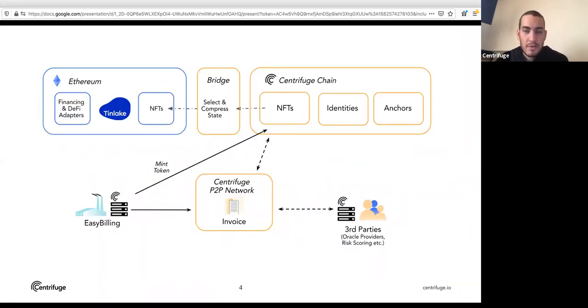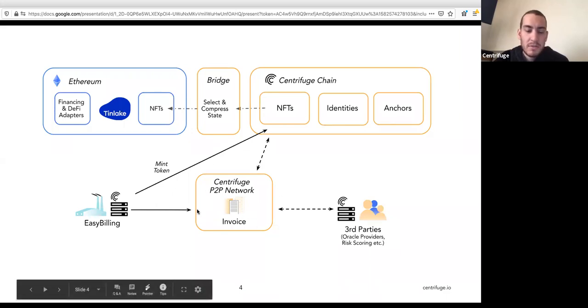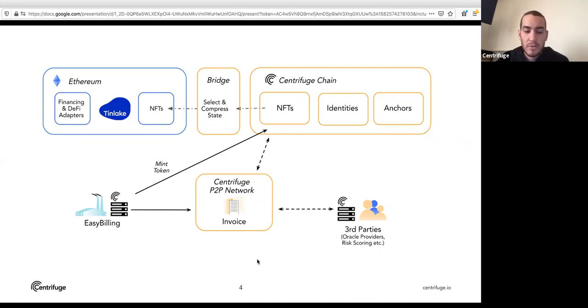To go a bit more into detail of how the overall architecture works, let's say we have this company that wants to bring assets on chain, calling it Easy Billing. Easy Billing creates these off-chain documents. It's an invoice with lots of information, like line items, tax information, delivery information, all of the typical parts that an invoice belongs to.